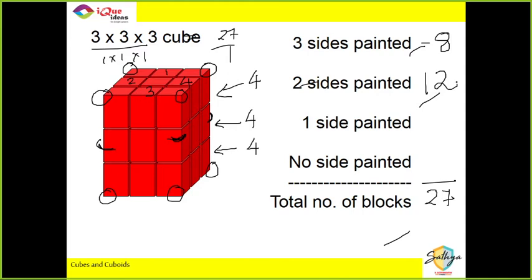Why 16, Shashwat? How 16? 4 in the top layer, 4 in the bottom layer, and 4 in the middle layer. Total there are only 3 layers. How did you get 16? Right? So top and bottom will have the same number. So you count in the top and you put the same number for the bottom. And then every middle layer you put 4. So did everybody get two sides painted?